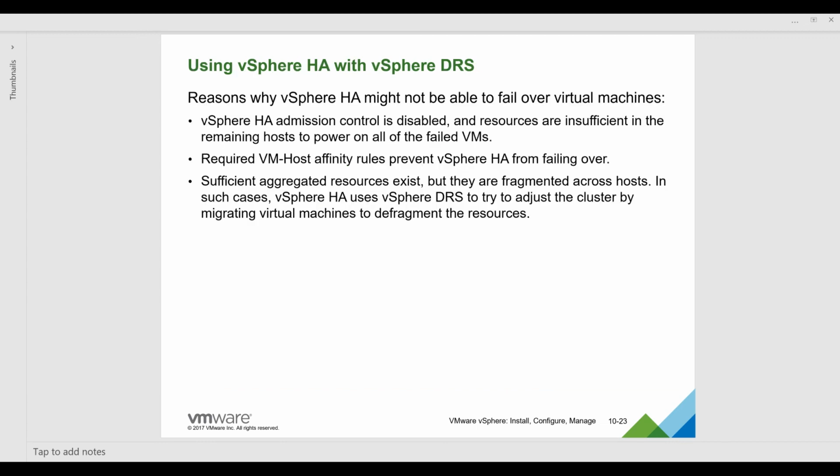Another feature that works in tandem with DRS is HA, high availability. There are some reasons why HA might not be able to fail over all virtual machines. HA admission control might be disabled, or the resources are insufficient in the cluster to power them on a different host. You may have some required affinity rules that prevent HA from failing over a virtual machine to another host.